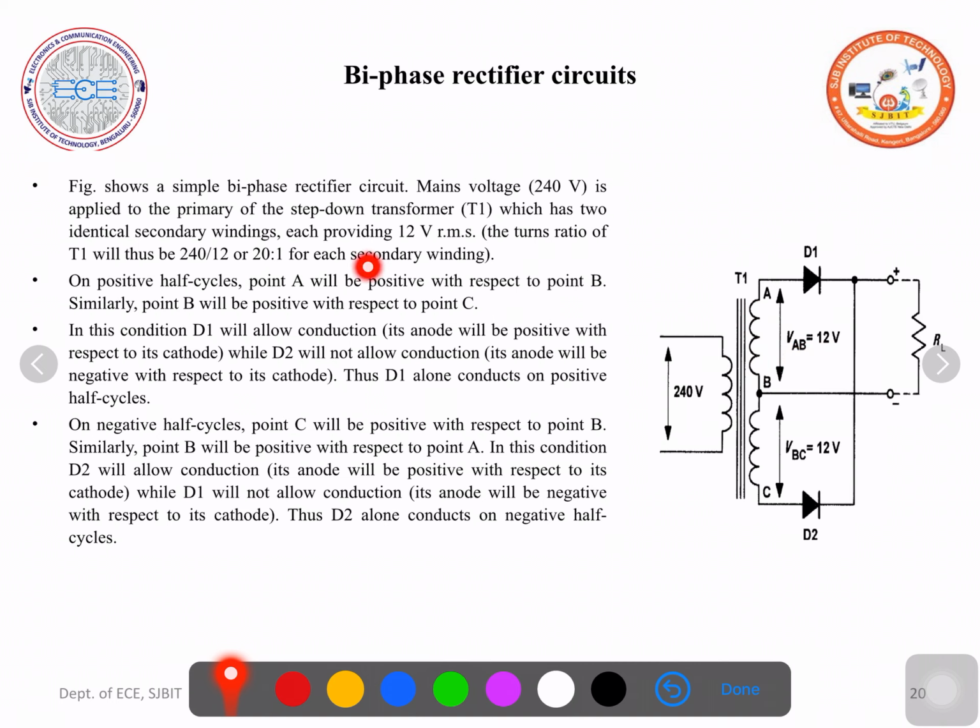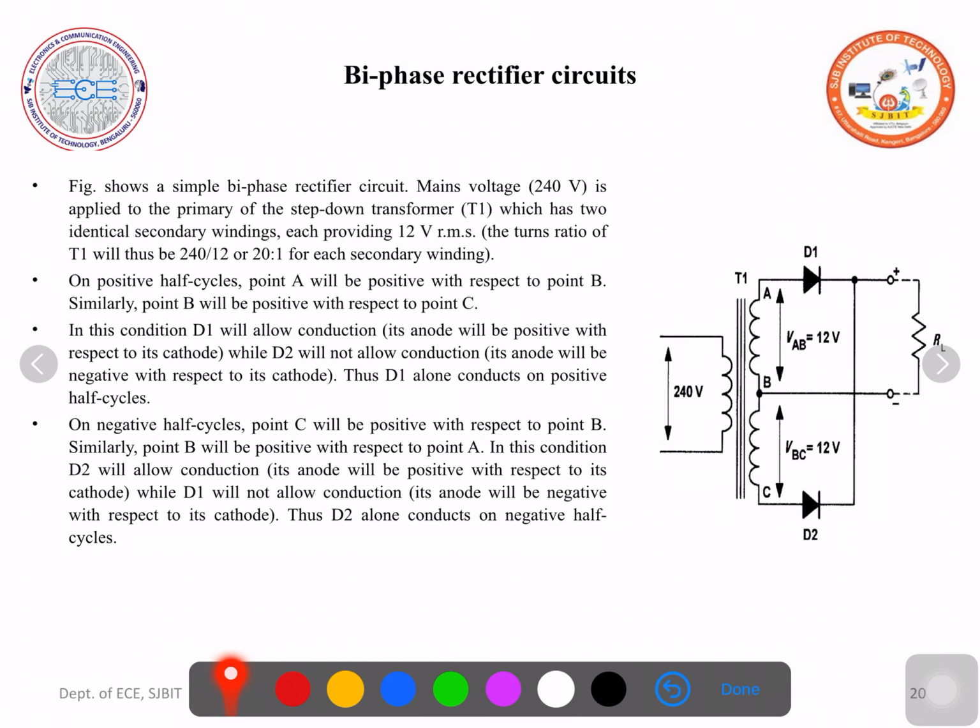For each secondary winding, in the upper half and the bottom half, we need 12 volts. So 240 by 12 is 20. Here, for every 20 windings of the primary, we will have one winding at the upper half and bottom half.